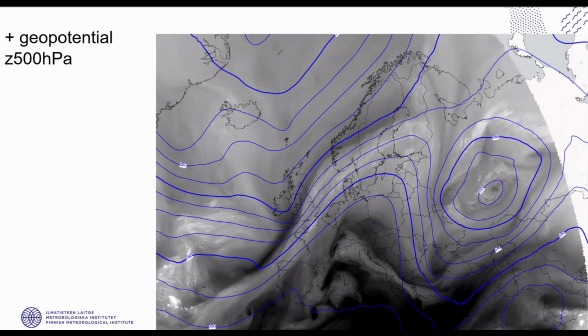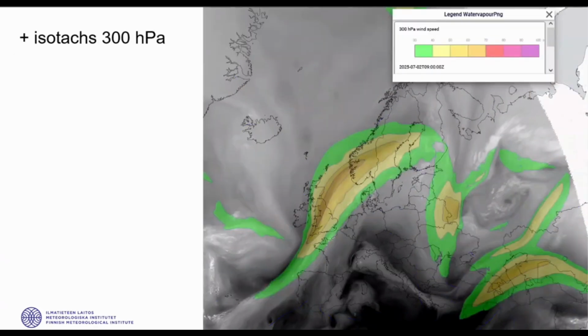And then after that, I also put on top of this the isotachs at 300 hectopascal to see where the jet streams look to be. So they also are, as we can see from the water vapor, on top of where we were seeing it in the water vapor channel as well. And then going down here in the eastern part of Europe and then further.